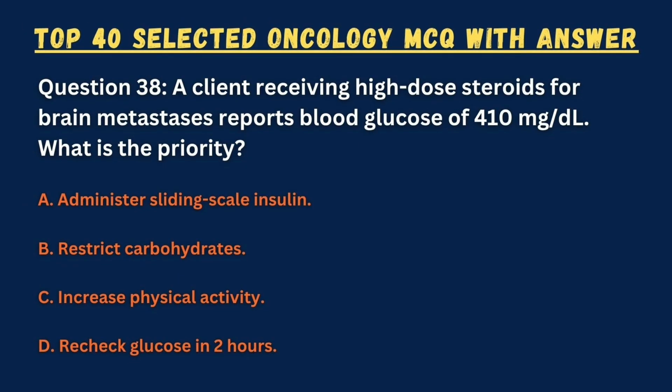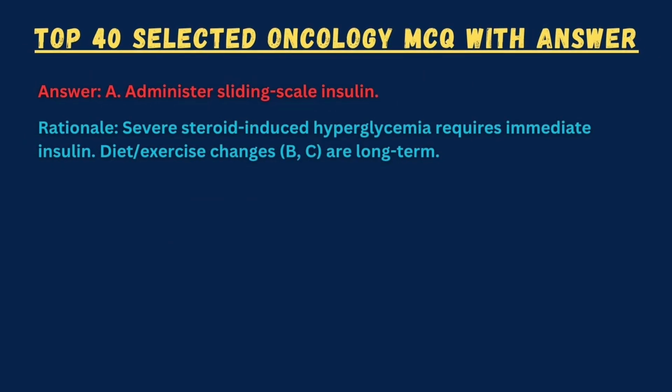Question 38. A client receiving high-dose steroids for brain metastases reports blood glucose of 410 milligrams per deciliter. What is the priority? A. Administer sliding scale insulin. B. Restrict carbohydrates. C. Increase physical activity. D. Recheck glucose in 2 hours. Answer: A. Administer sliding scale insulin. Rationale: severe steroid-induced hyperglycemia requires immediate insulin. Diet or exercise changes, B, C, are long-term.